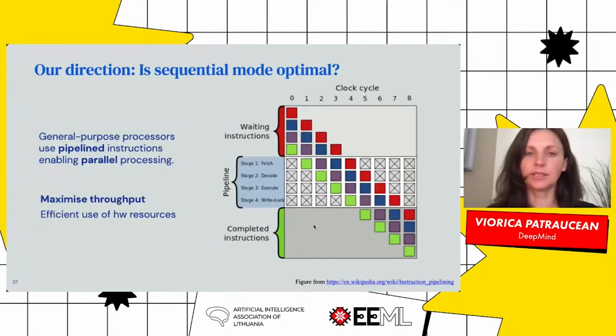Kind of the same inspiration was used long ago already in general computer processors. Maybe if you've done any computer engineering, you might have learned about pipelining instructions, where the idea is that you break a big instruction into smaller sub-instructions, and then you pipeline those instructions so that over time you can maximize the throughput, and you can efficiently use your hardware resources. So you assume that you have parallel hardware resources, and this is a way to make them all work efficiently in parallel.